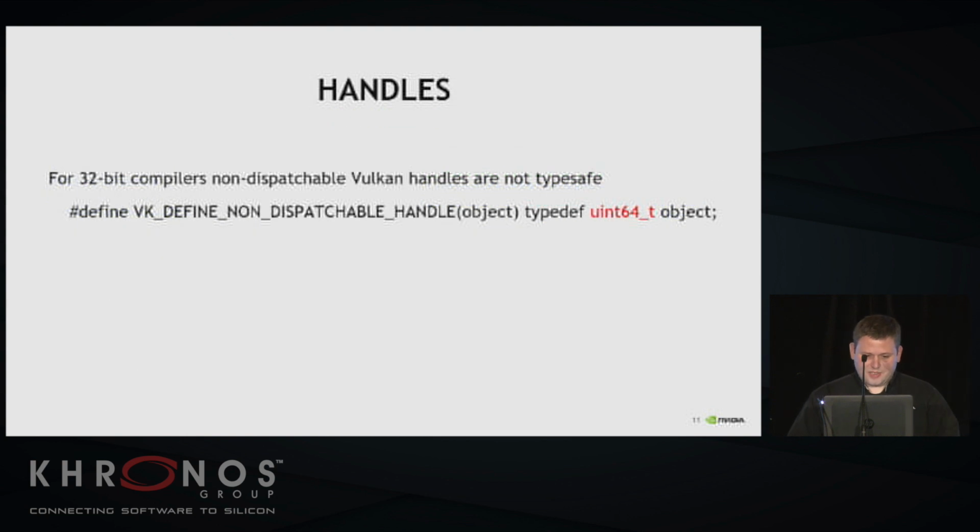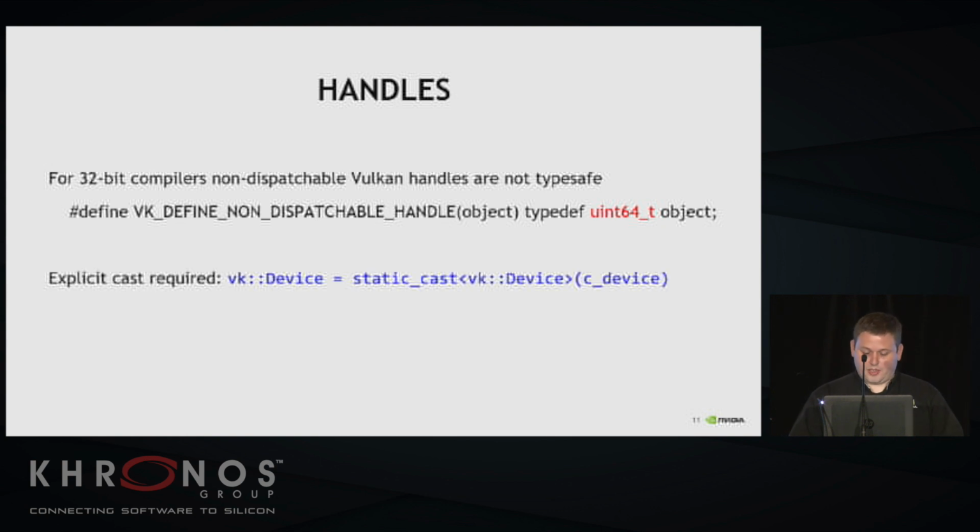And there's one small issue in the Vulkan API. On 32-bit compilers, the non-dispatchable Vulkan handles are not type safe because it's just a typedef to a 64-bit integer. And since we want to ensure that everything's type safe, by default we disabled the implicit conversion between the C API and the C++ API.